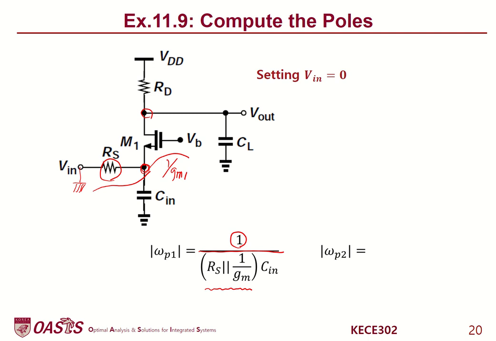And another pole can be obtained through this path. In this node, we have the impedance of the resistor, which is RD. So we have 1 over RD times CL, which is the location of the second pole.